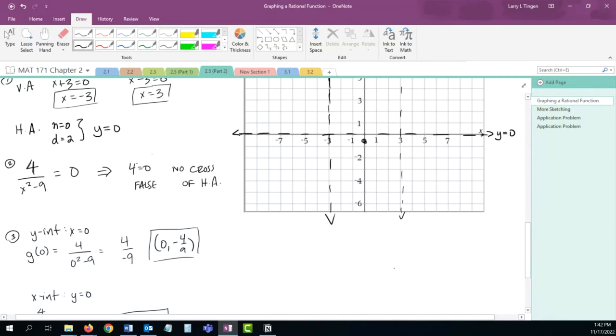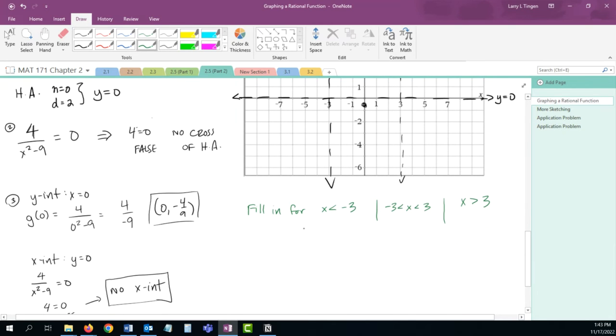And now I've got some issues, right? I have 3 sections that I need to fill. I have 1 point. Okay, so I'm going to need to fill in for x less than negative 3. I need some between negative 3 and 3 because all I have is this single point. I'd like to have some other values in here. And then I need to look at when x is greater than 3. All right, so I'm going to take some numbers less than negative 3, plug them into the original, and see what I get.